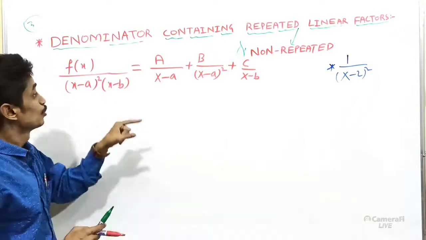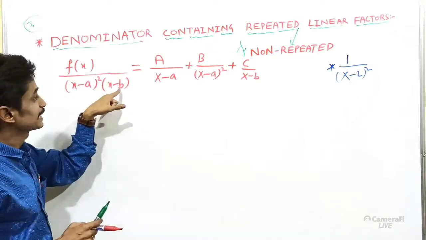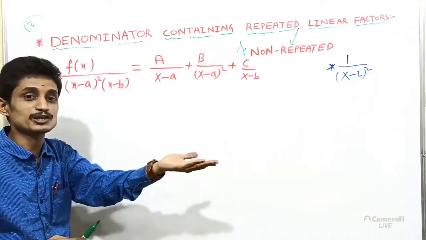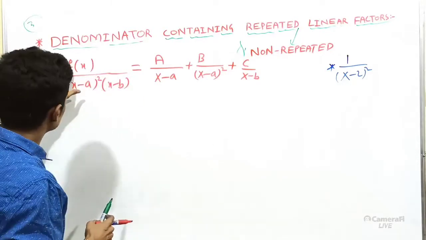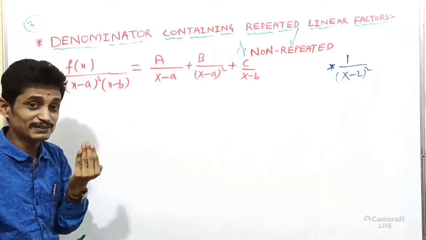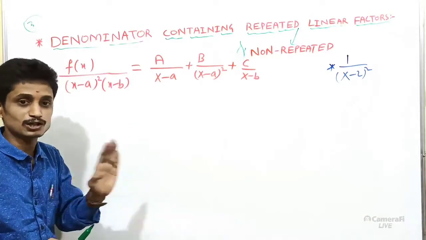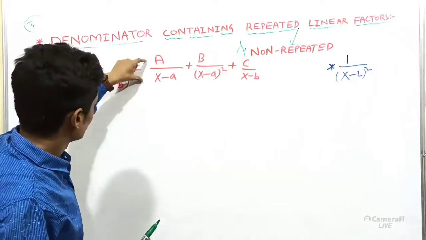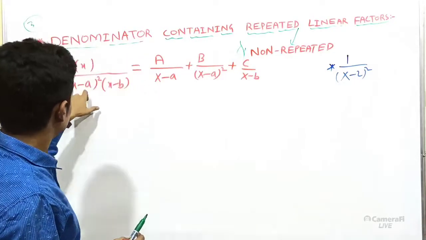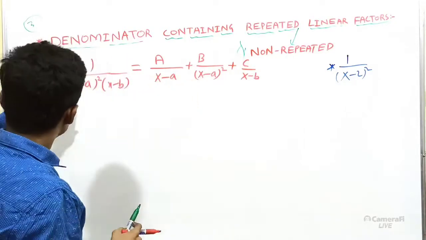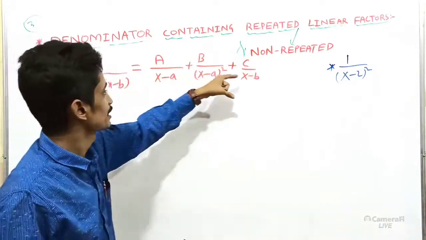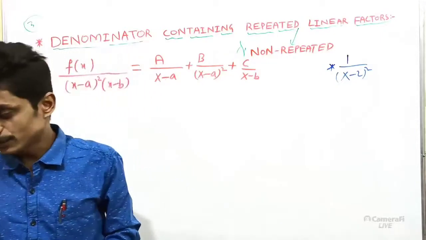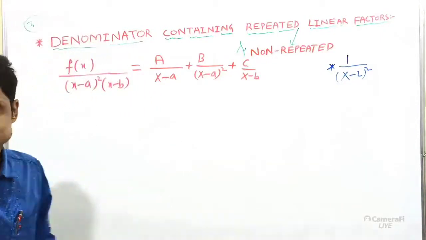Their degree is 2. Once again we multiplied by x minus b, it will change to a cubic form. So the degree of the denominator is 3. The degree of the numerator will always be less than 3, but not equal to 3. That time we write x minus a for the first factor, b for the second factor, plus c divided by the third one. Let us take one example regarding that.